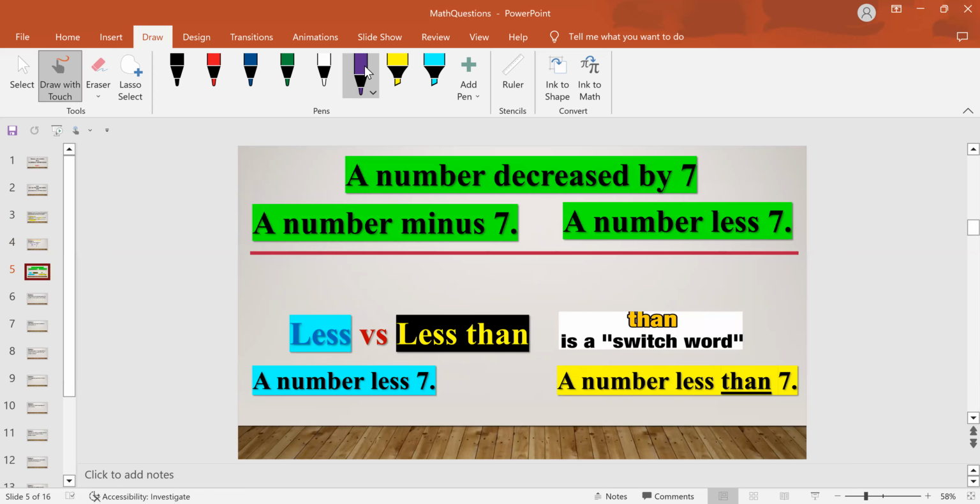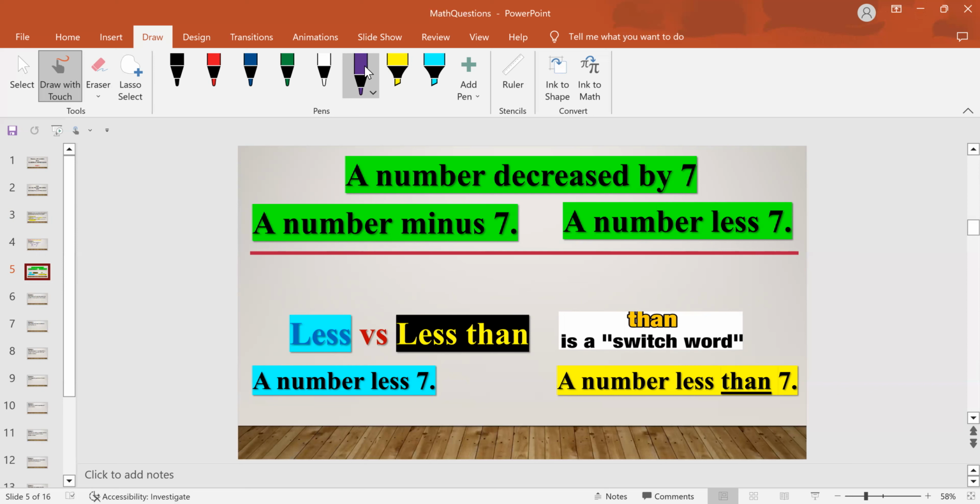But let's give you more explanation about example 1. A number decreased by 7 is the same as a number minus 7. This is the same as a number less 7. So if you see a question like this, they say a number less 7, or a number minus 7, or a number decreased by 7, understand that this is the same thing.